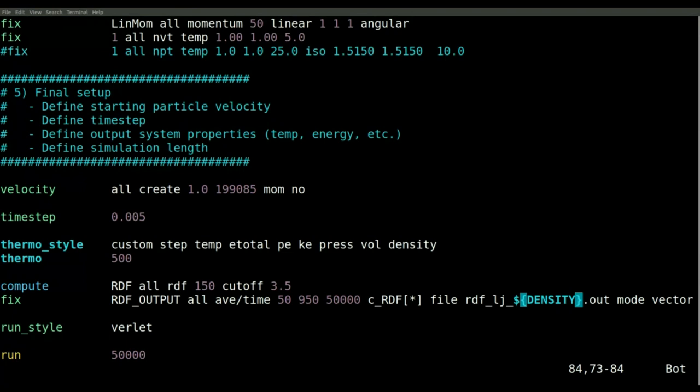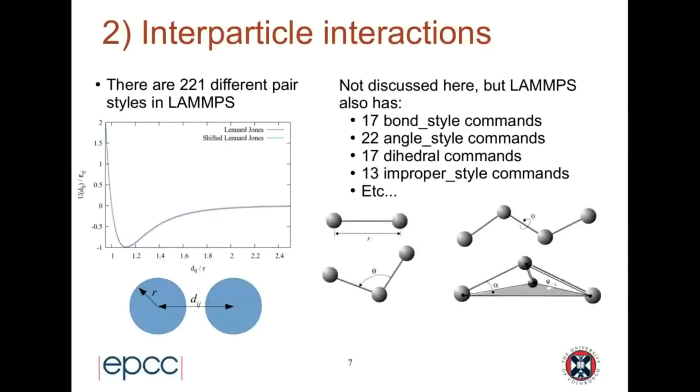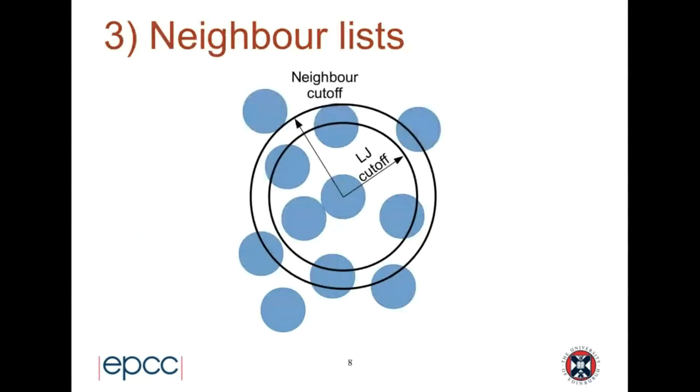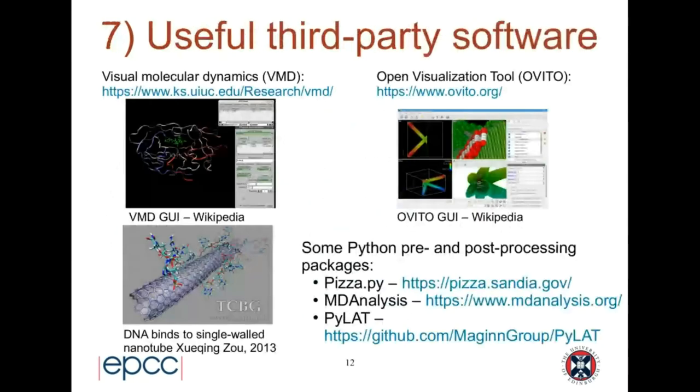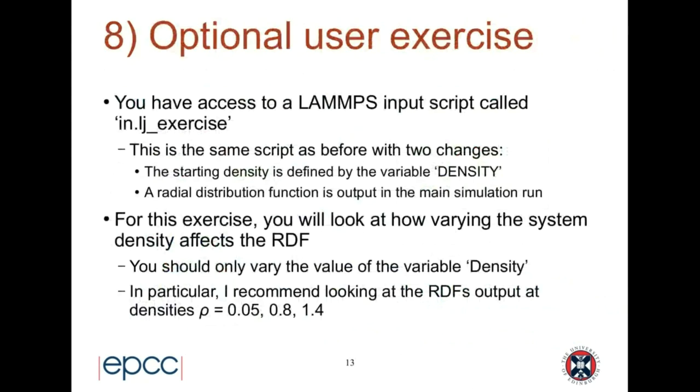It is simply just looking at what happens as you vary your density. And as you change your density, you can go from a gas state to a liquid state to a solid state, like varying it from 0.05 to 0.8 to 1.4, and see what the radial distribution looks like. It's one of the very first problems that molecular dynamics was used for, and you can recreate it.